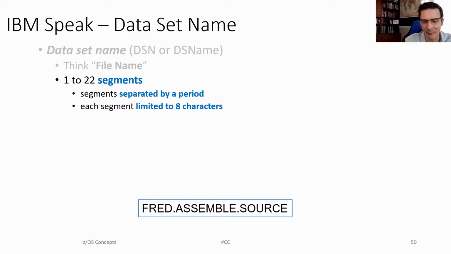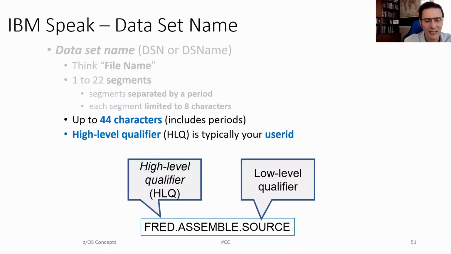So fred.assemble.source is the name of a data set, for example. I couldn't have fredassemble source without any dots there. That wouldn't be allowed. Each one of these segments between the periods has to be a maximum of 8 characters. Sometimes the first segment is called the high-level qualifier, and you might hear that term being used. If you're creating the data set, typically that could be your user ID, but it doesn't have to be for z/OS. So again, this is what we refer to as a data set name.